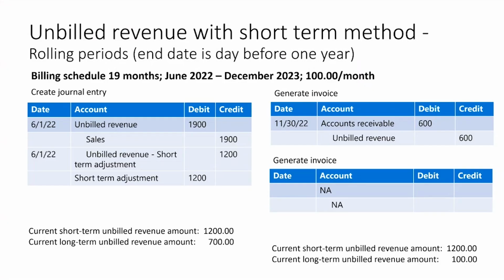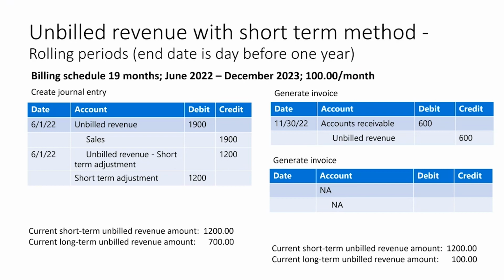Okay, so the next one is short-term. With unbilled revenue, you can use what they call the short-term method, and there are two different methods that we can use. One is rolling periods, which is this example here, and the other one is fixed year. Rolling periods basically means it's for the next year. So 1 year from today minus 1 day is basically your rolling period. And what happens with that?